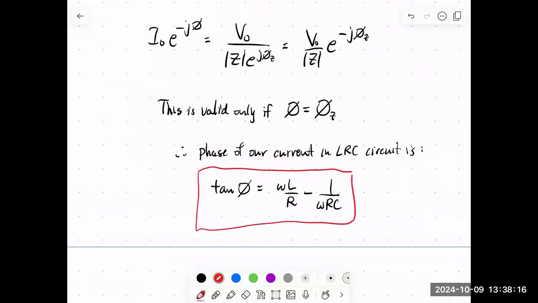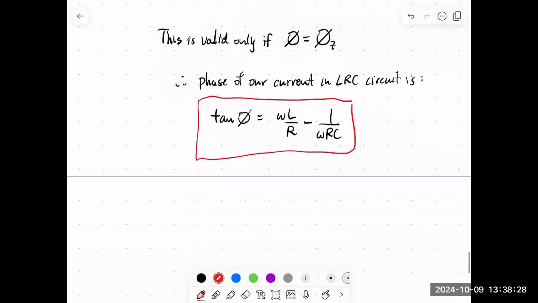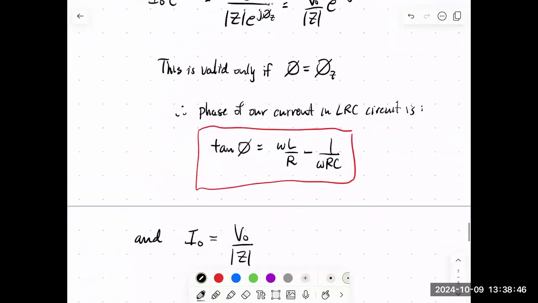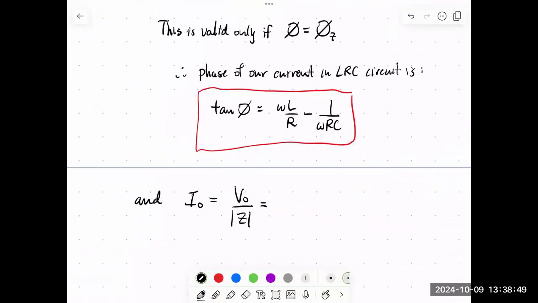So now the exponentials on both sides are equal. So that must mean the coefficients multiplying the exponentials have to be equal as well. The other requirement is that this I naught must be equal to V naught over the magnitude of our impedance. And the magnitude of our impedance is inside that big red box. And so what we have is V naught divided by, there was a square root, but we have an R in front of our square root. I'm just going to put that over here.